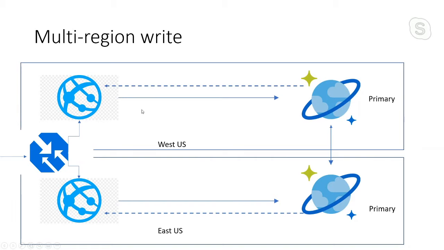In multi-region write, the difference is that both regions work as primary. Depending on whether you're coming from the east coast or west coast, you write to the nearest region, and then it replicates over time to the other regions. So you have both options. Again, if you enable multi-region write, that is going to be an added cost. So which one you choose depends on your use case.